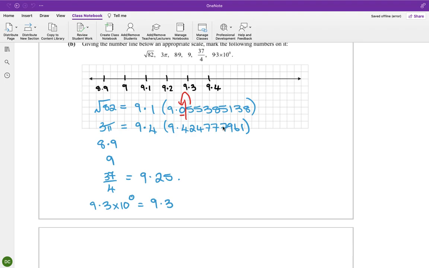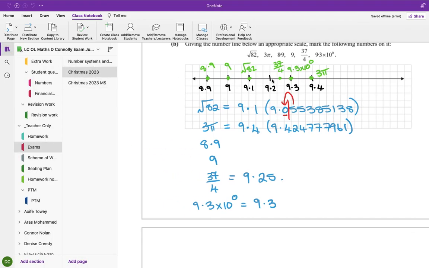So 8.9 is just 8.9. 9 is just 9. 9.1 is the square root of 82. 9.25 is right in the middle, and it's 37 over 4. 9.3 is 9.3 by 10 to the 0. And 9.4 is 3 pi. Is that right? 1, 2, 3, 4, 5, 6.